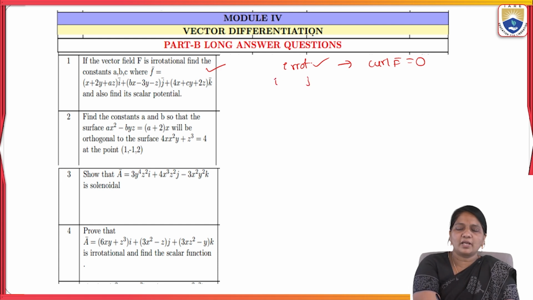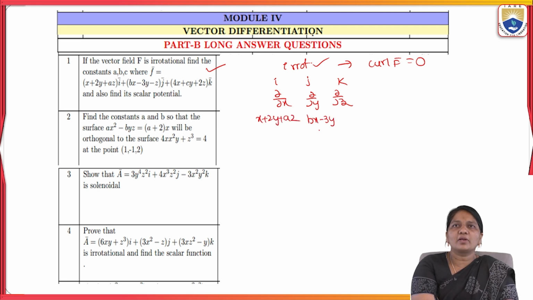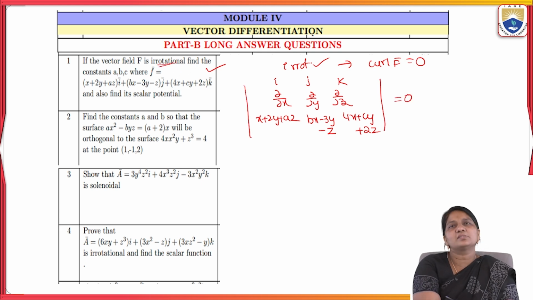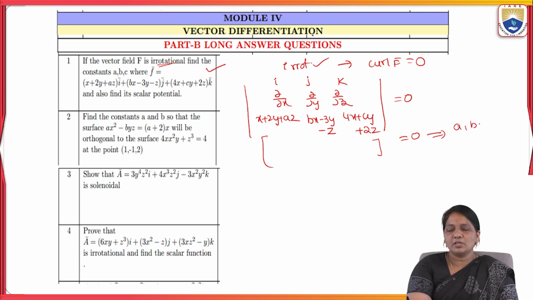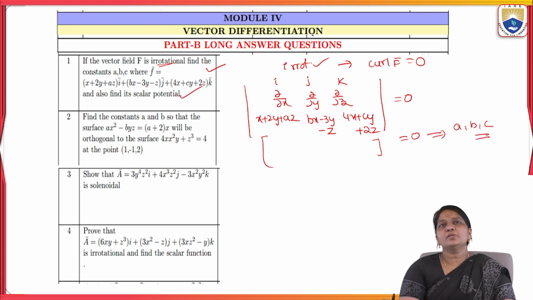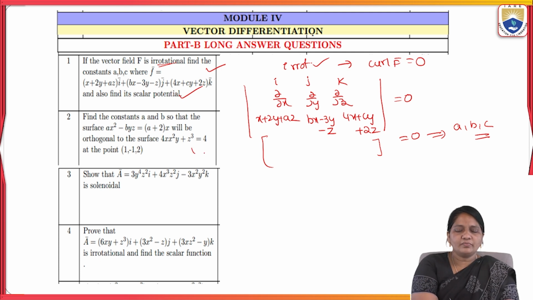So first we have to calculate i, j, k. So del value is dou by dou x, dou by dou y and dou by dou z. And here we are having i, j, k coefficients. So x plus 2y plus az, and bx minus 3y minus z. And here 4x plus cy plus 2z. So this determinant value should be 0. So that means in problem one they are telling that this is irrotational. That means we can equate to 0. So after calculating this value, we are going to equate to 0 to get the a, b, c values. In the same way we can observe for the second problem.